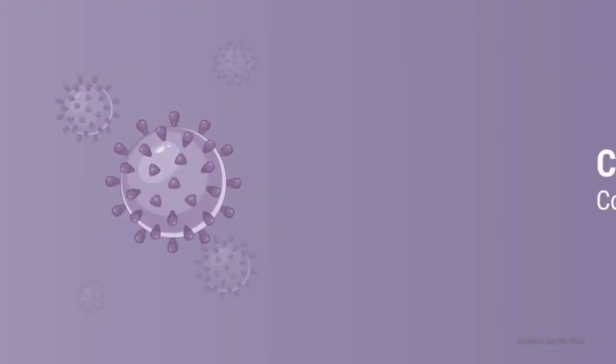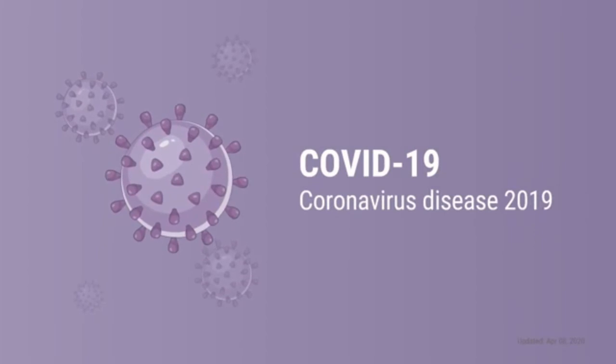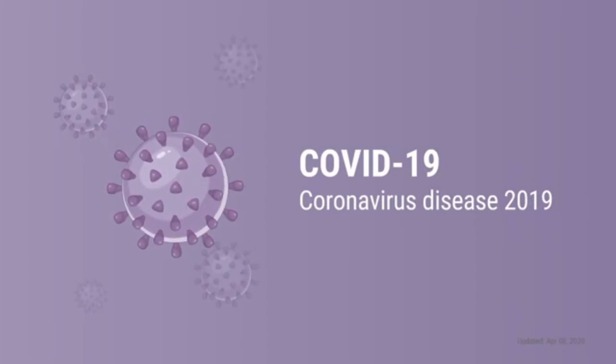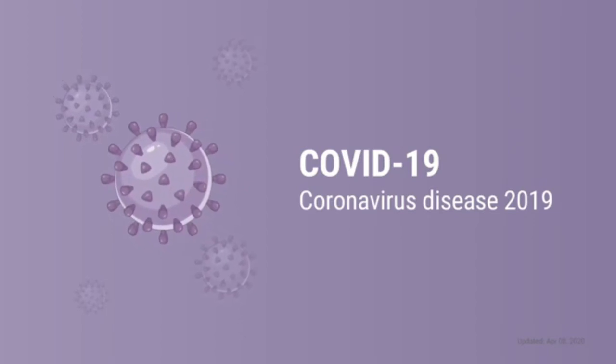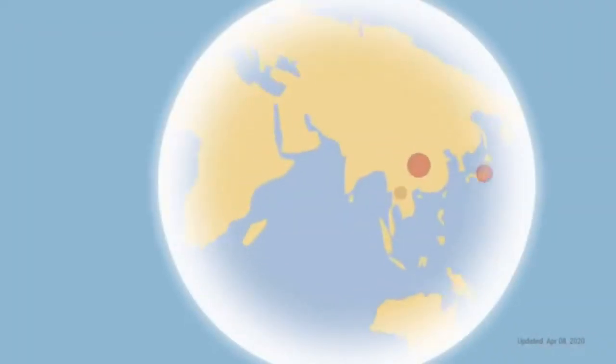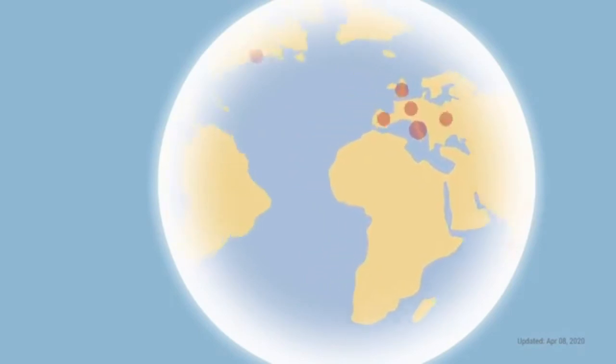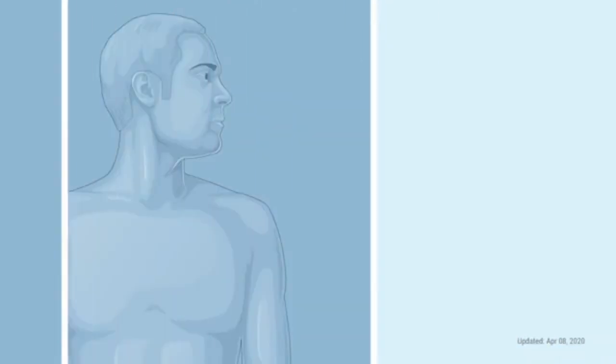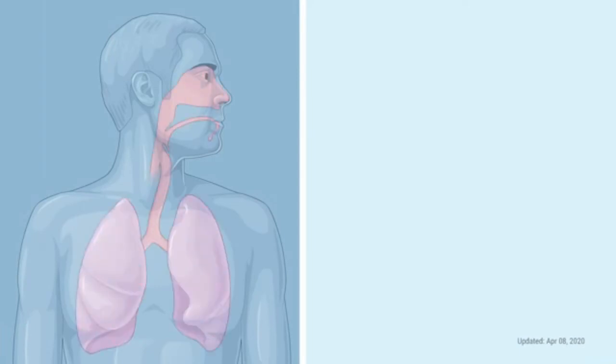So, what is COVID-19? Coronavirus disease 2019, also called COVID-19, is caused by a virus that can be passed from person to person. It first appeared in people in December 2019 and has quickly spread around the world. COVID-19 affects your respiratory system. In some cases, it can cause problems with your lungs, like pneumonia.